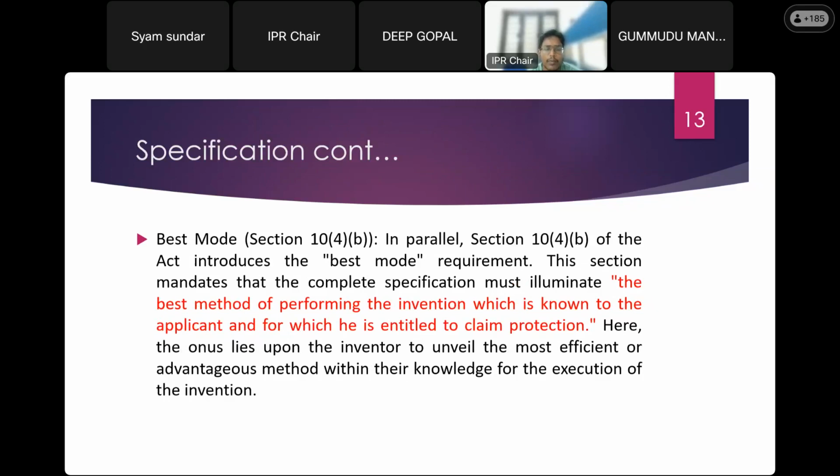And also the best mode requirement. Best mode is nothing but the best mode of performing the invention which is known to the applicant and for which he is entitled to claim protection. What does it mean? While filing the patent application, you file a provisional and then a complete specification. Whenever you file a complete specification, by that time, whatever is the best method you know to reproduce or perform the invention, that information you need to provide. That is the best method. For example, if you want to come up with some invention, there might be 3 or 4 ways. In that, whatever the best method is, you need to mention in your specification. That means it will be in the complete specification application.